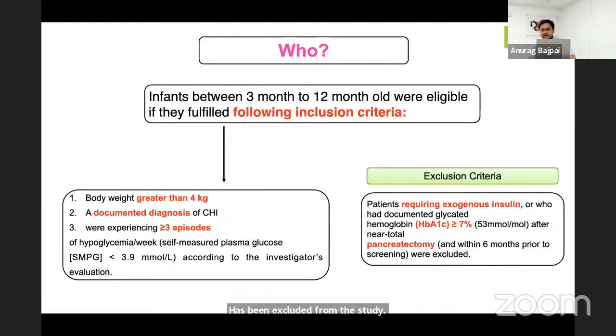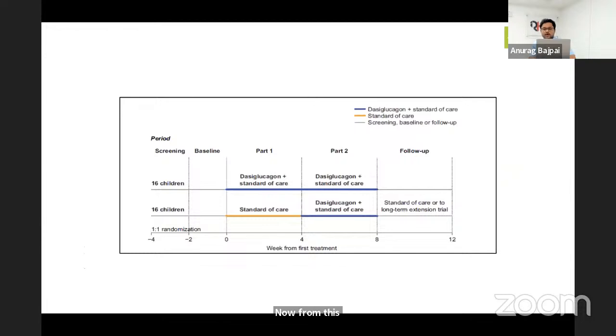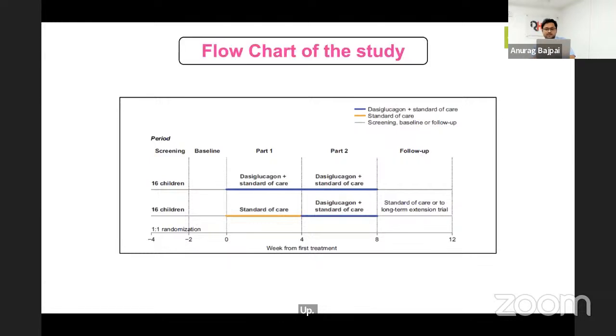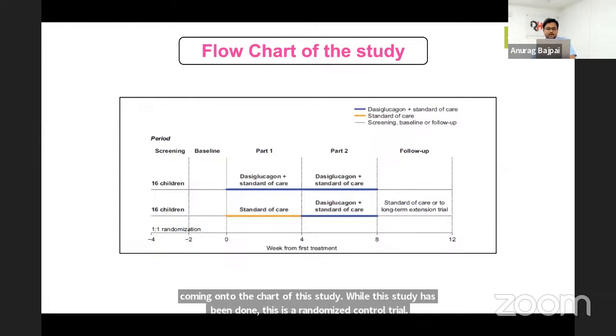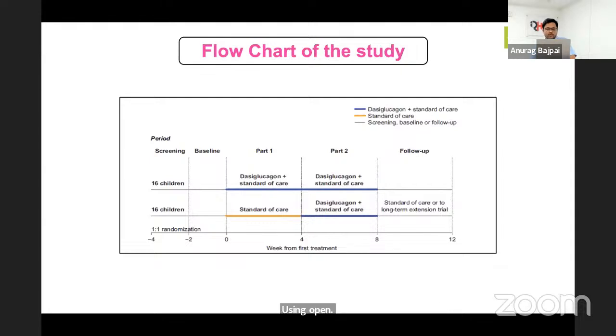Now coming on to the flow chart of this study, how this study was done. This is a randomized controlled, open label trial, done for 8 weeks of duration with an extension for another 4 weeks. There were 32 children in total in our study, randomly assigned 16 and 16 into 2 groups. One group is given only the standard of care treatment for the first 4 weeks.